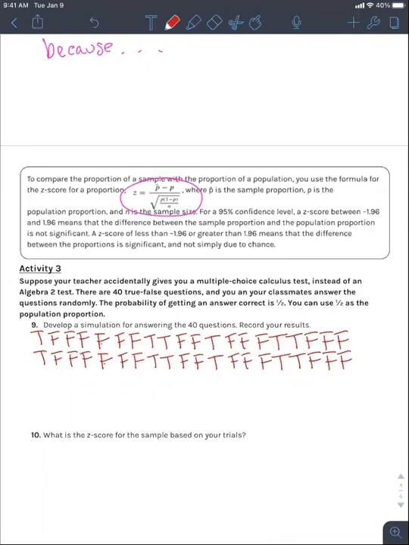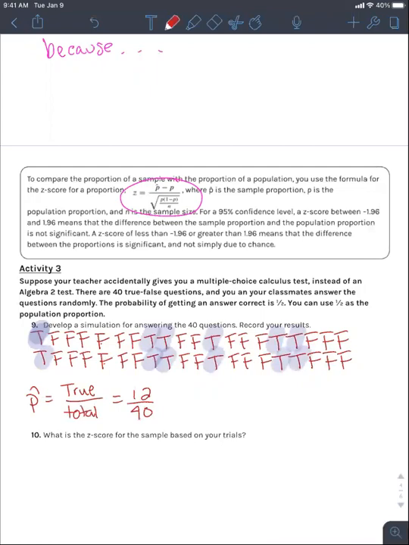So we wrote out all of our trues and falses. What I want you to do is count up how many trues you have out of the total. 3, 4, 5, 6, 7, 8, 9, 10, 11, 12. So I have 12 out of 40. So far, so good. You might have 10 out of 40, you might have 20 out of 40, depending on what you wrote out. That's what we're going to use for p hat in the formula.